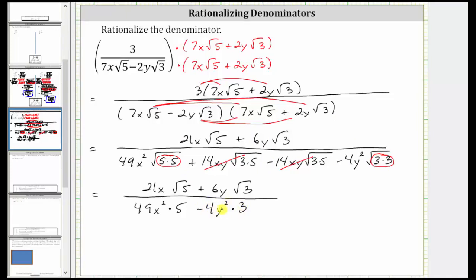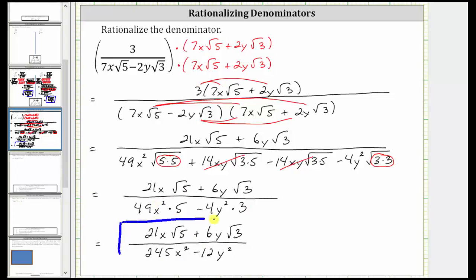And now to determine these 2 products. Again, the numerator remains the same. We have 21x square root 5 plus 6y square root 3. In the denominator, 49 times 5 equals 245, and therefore we have 245x squared. And 4 times 3 is 12, and therefore we have minus 12y squared. This is a simplified expression, or the expression with a rationalized denominator.